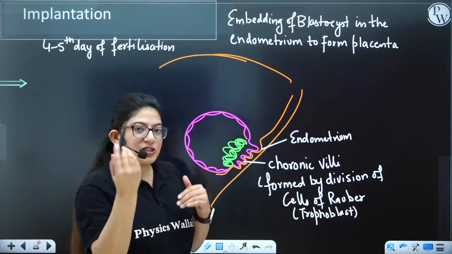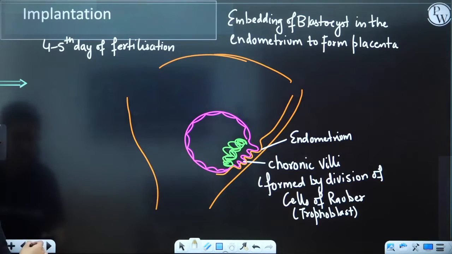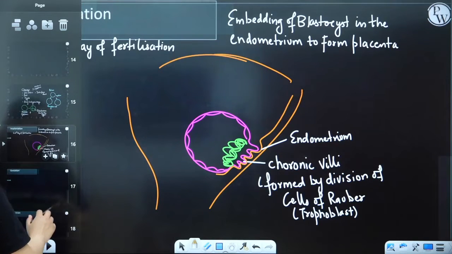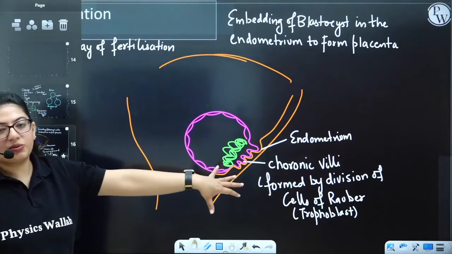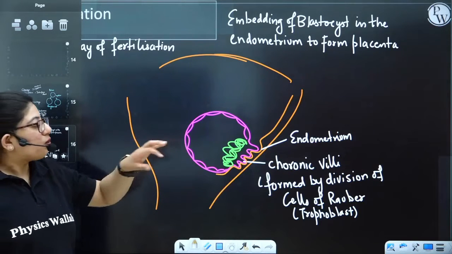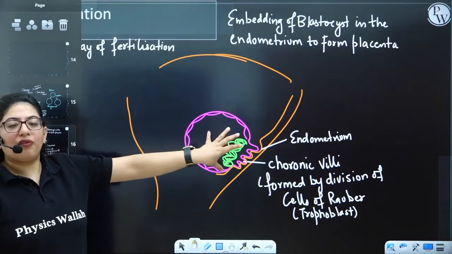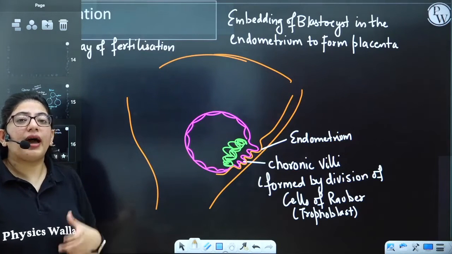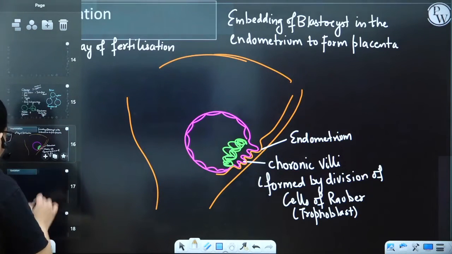All right, let's move further to the next. Now you got to know how the placenta has been formed. Now we will see what will happen after it gets implanted. What are the changes that are going to happen in this embryo? Now how it is going to grow.